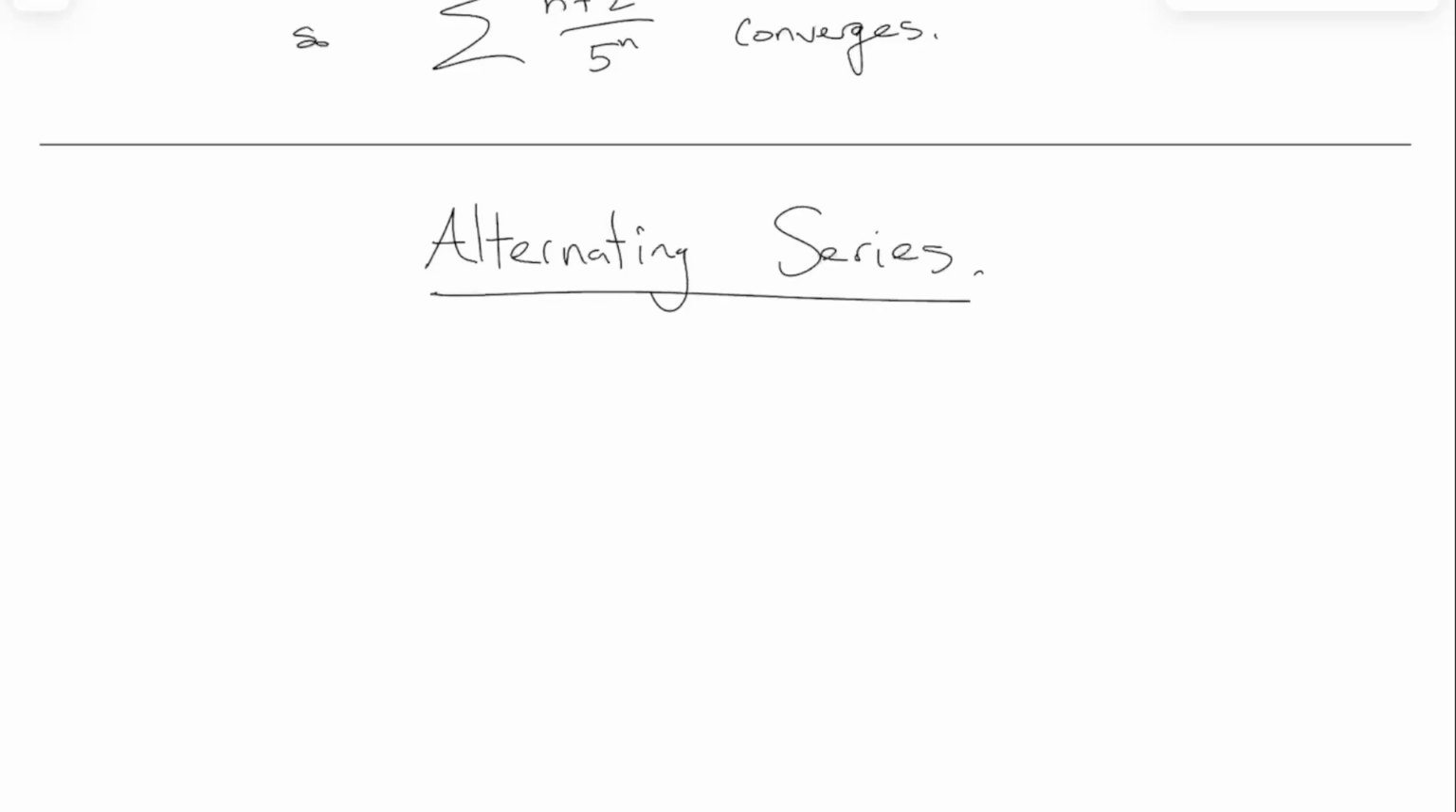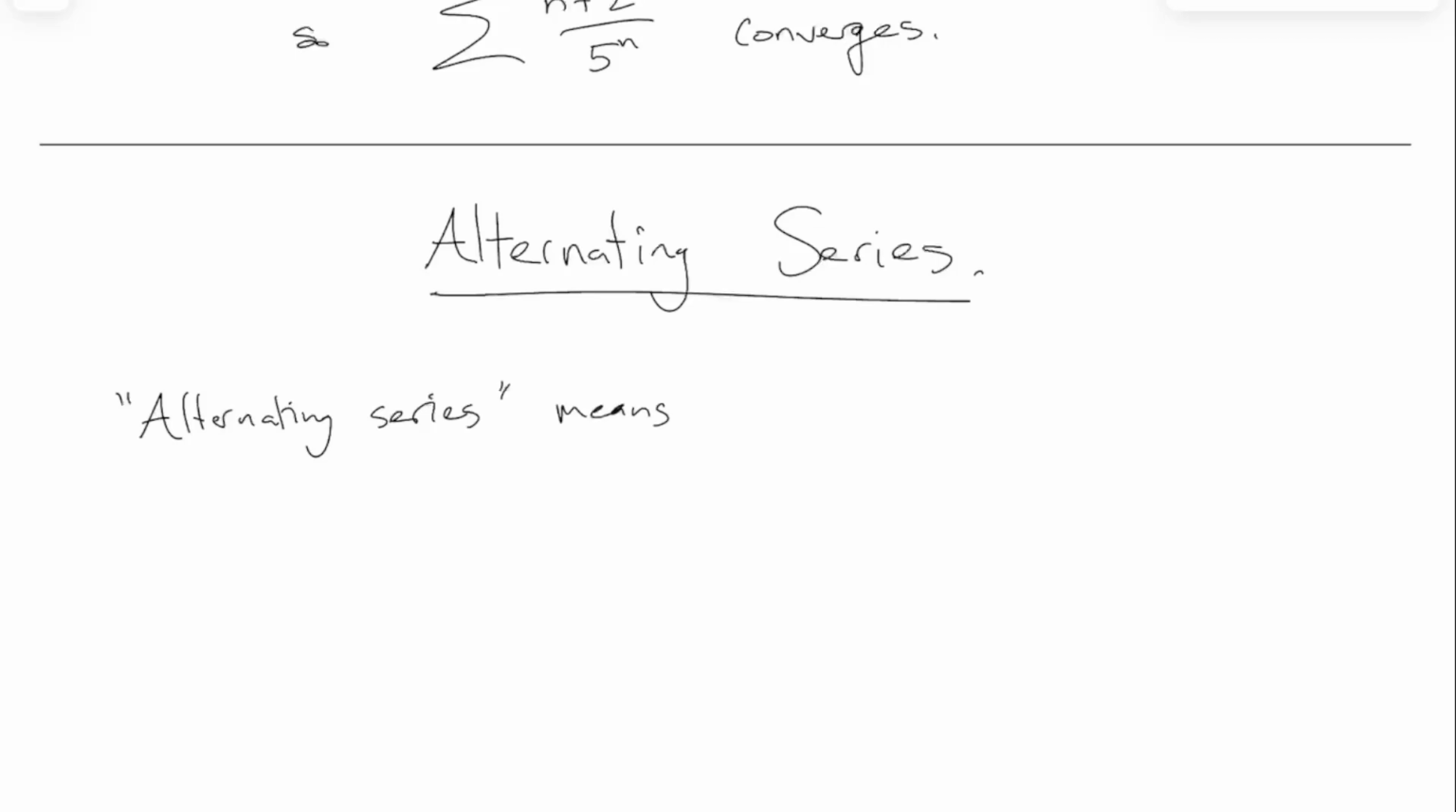Alternating series. So this is just another sort of trick that you can sometimes use to show that something either converges or diverges. And actually what we're going to talk about in this section is a test for convergence. Actually, you can't use this test to show that something diverges, but you can use this test to show that something converges. So alternating series, it means what you think it means.